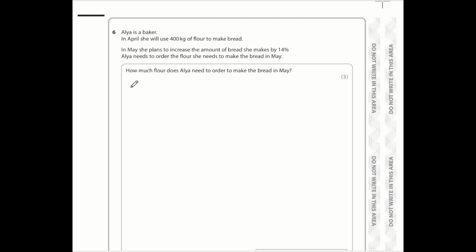Okay, question number 6. The question is simply increase 400 kilos by 14%. So what we need to do is think about our multiplier for 14%. 14%, the multiplier we would use is 0.14. The decimal equivalent of 14%, this figure here divided by 100. So this is the multiplier you would use if you wanted to calculate 14% of a total.